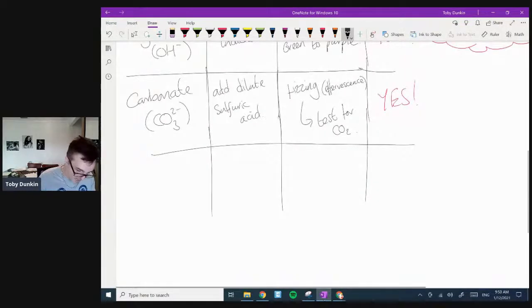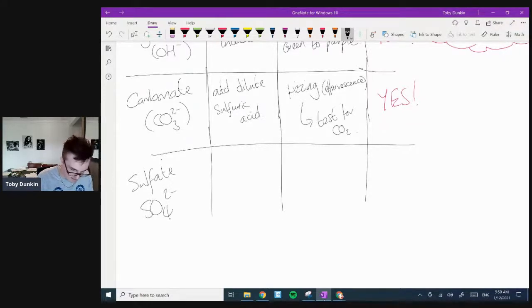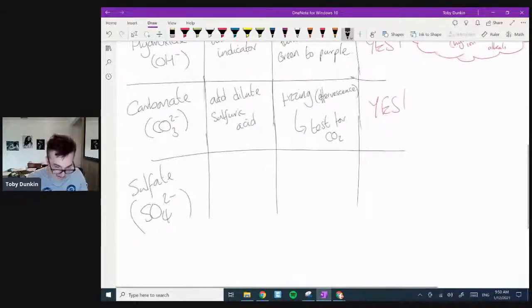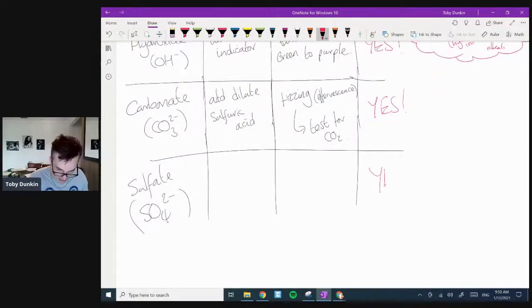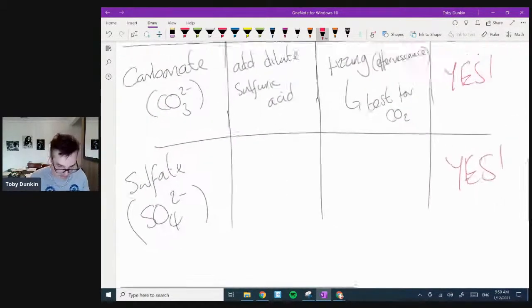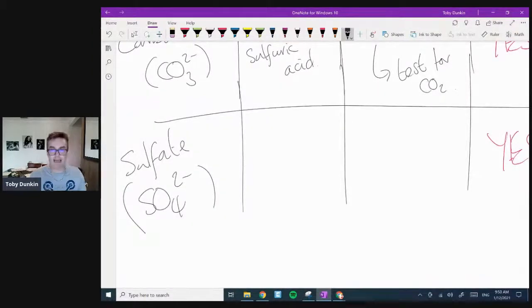Next one, sulfate ion. SO4 2-. This one is needed at GCSE. Okay, this one is slightly more complicated.